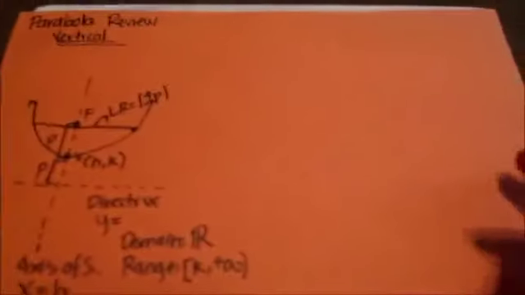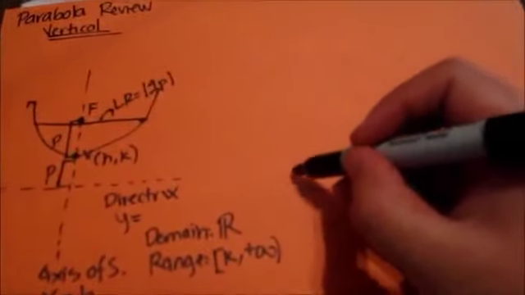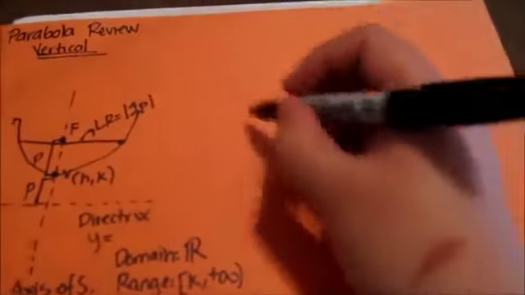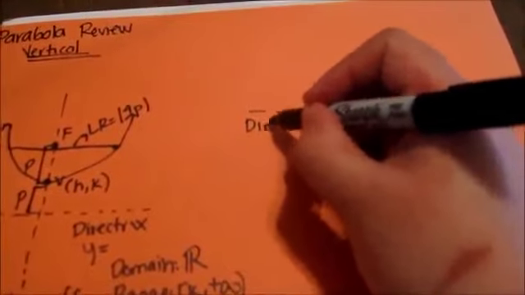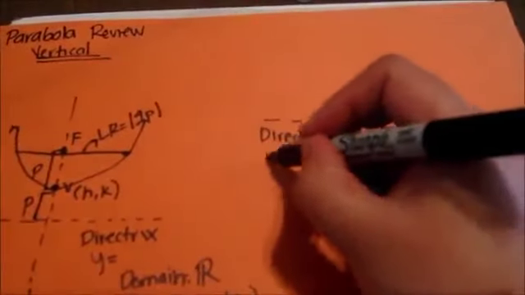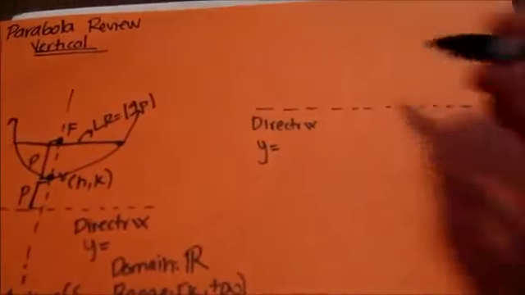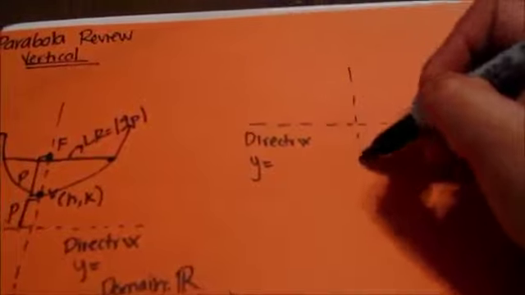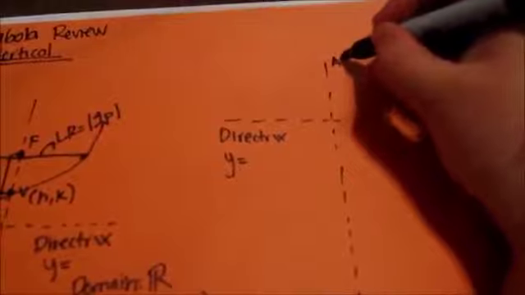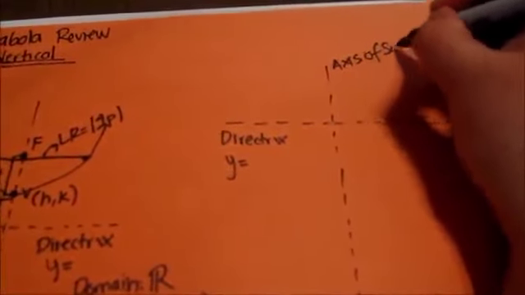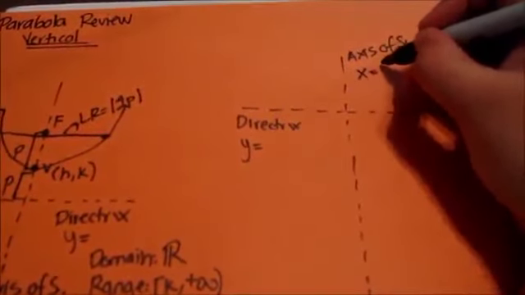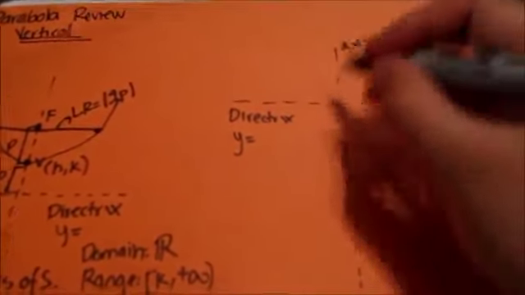It's the same thing when you have the other way around. The directrix now I will write at the top. And remember, if it is directrix, if it is horizontal, that means that it will be y equals something. And the axis of symmetry is a perpendicular line to it, so axis of symmetry is going to be x equals, again, the value of h from your vertex.